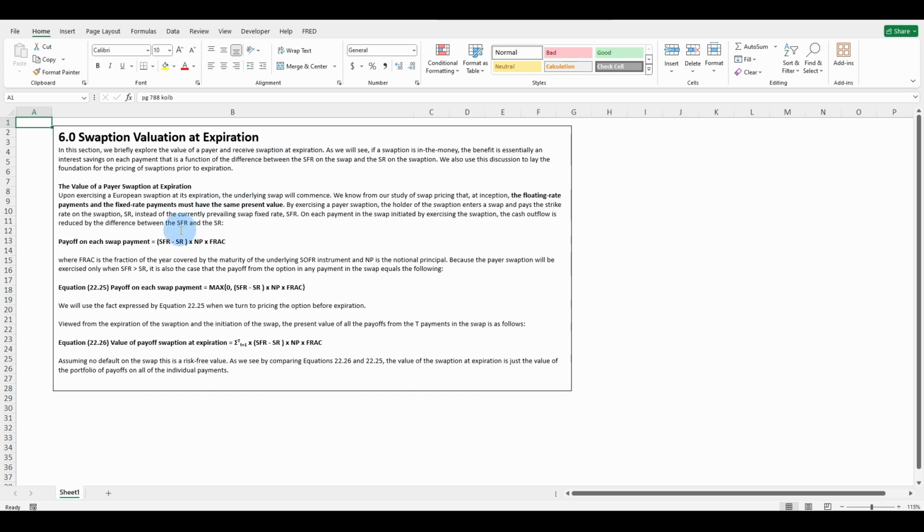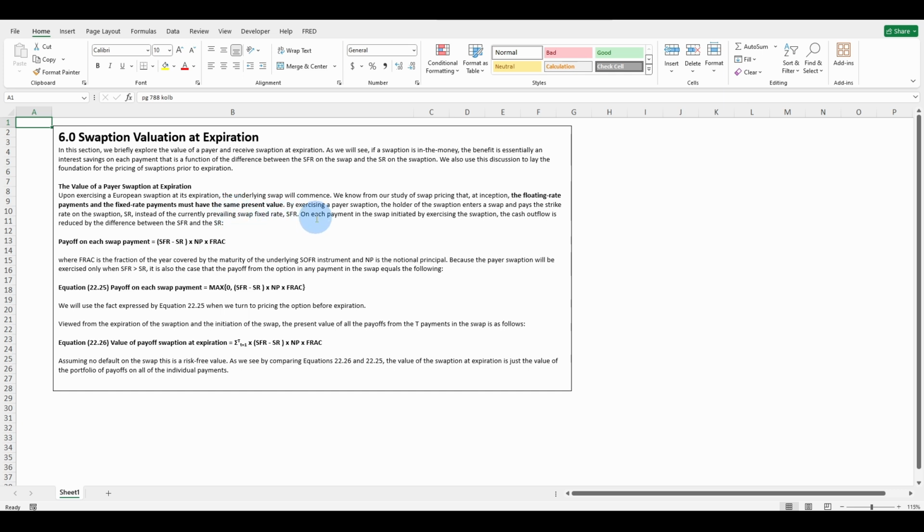The value of a payer swaption at expiration. Upon exercising a European swaption at its expiration, the underlying swap will commence. We know from our study of swap pricing that at inception, the floating rate payments and the fixed rate payments must have the same present value. By exercising a payer swaption, the holder of the swaption enters a swap and pays the strike rate on the swaption, SFR, instead of the current prevailing swap rate, SR.